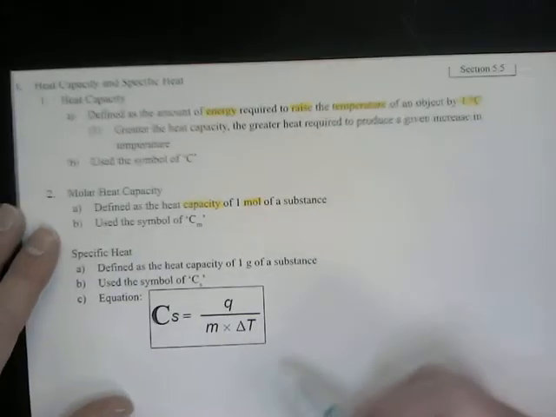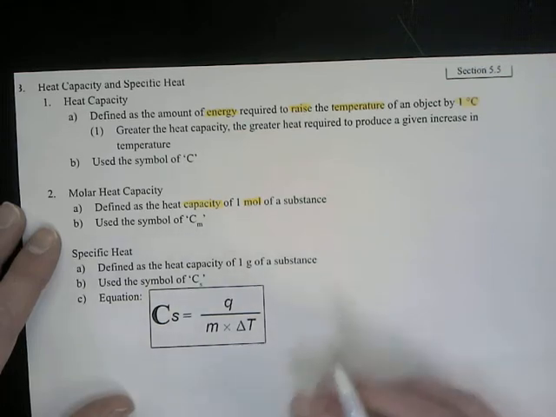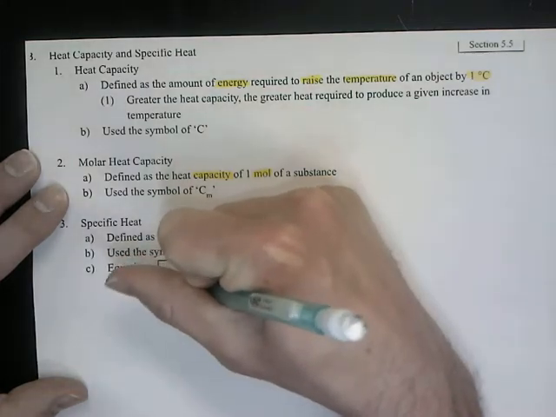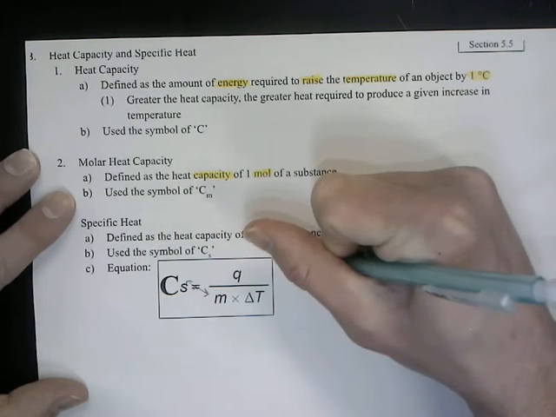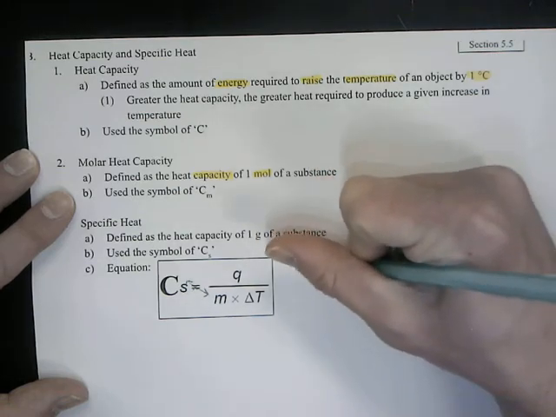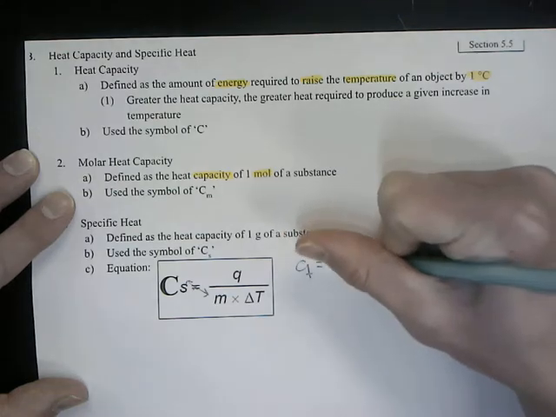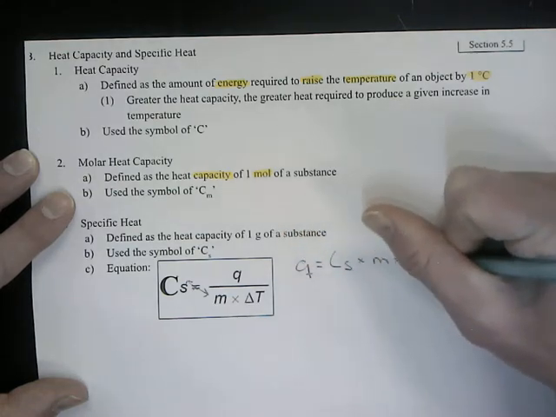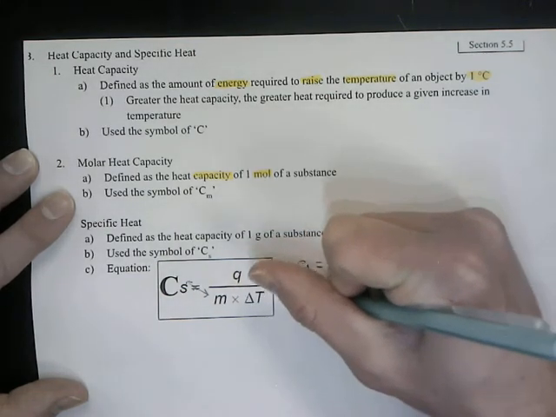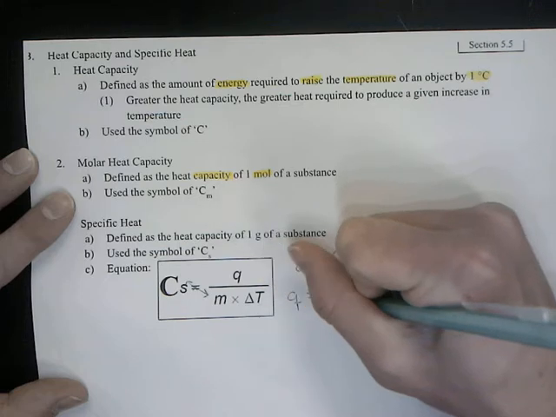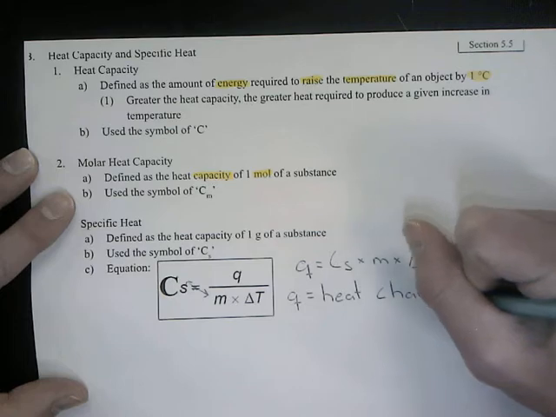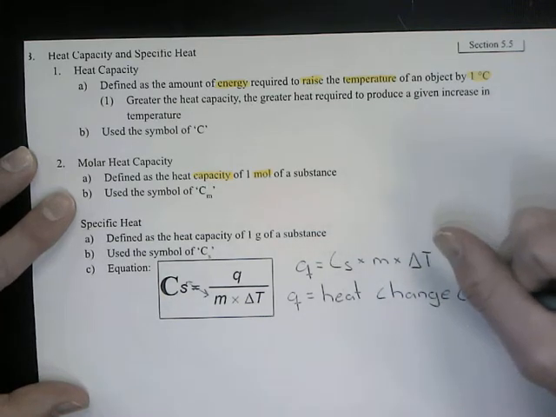Now, this is the formula that we are given, but oftentimes it's a lot more helpful if we just cross multiply. So if we cross multiply here, we have Q equals our specific heat times M times delta T. Now, our Q is our heat change, and that is normally expressed in joules. And so I'll put normally here in joules.